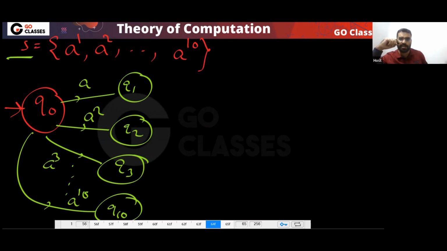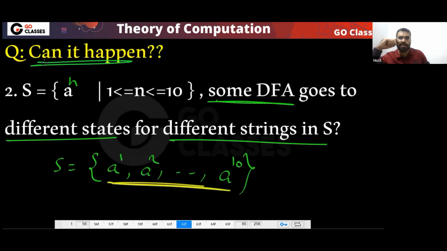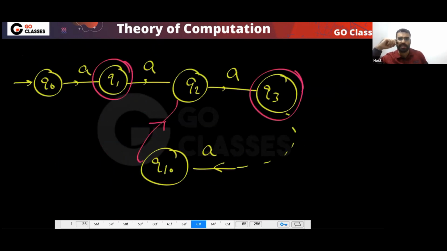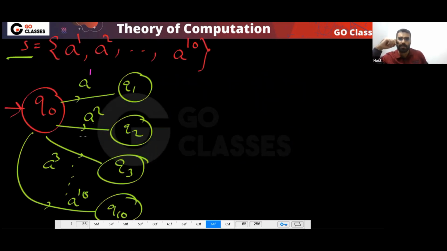So it can happen, right? Can it happen that for this set I can create some DFA such that different strings go to different states? Yes or no? Like this I can create. So you can notice that on a power 1, a power 2, a power 3, up to a power 10, these are all different states.